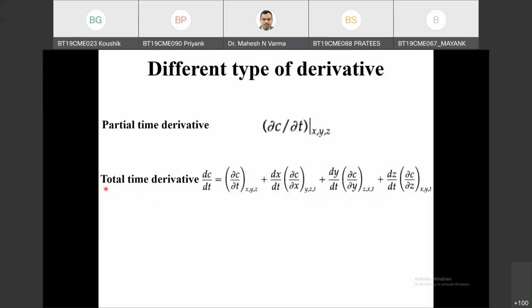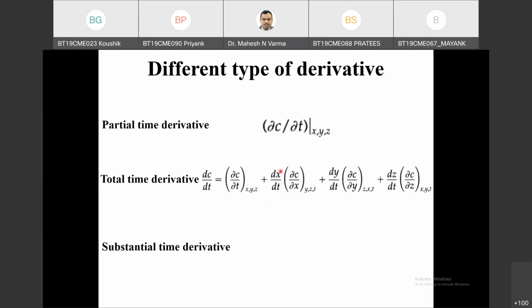Such a measurement is called a total time derivative. So you are moving in the x, y, z direction also, and you are measuring the concentration of it. This is called the total time derivative. And the third type of derivative is the substantial time derivative. This is, you can say, one step ahead version of the total time derivative.